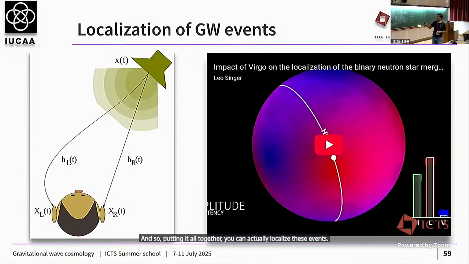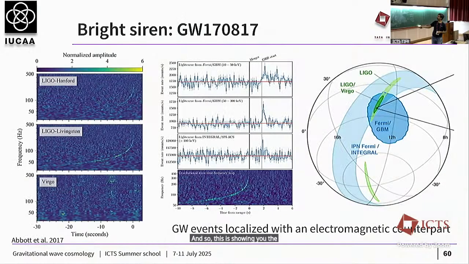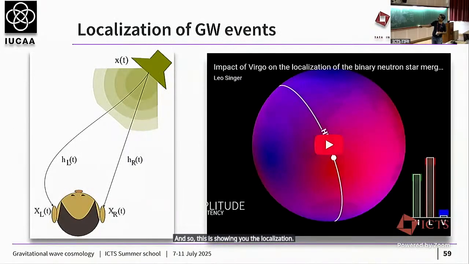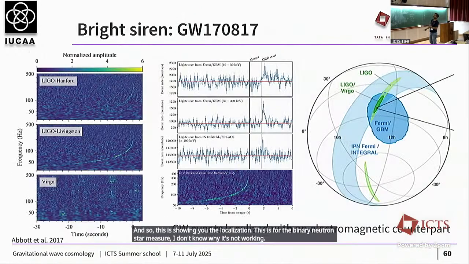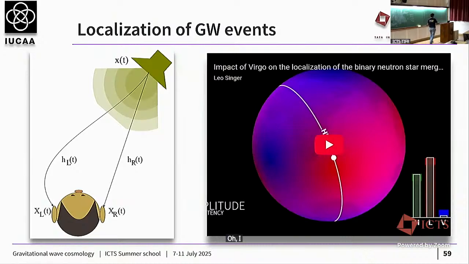So this is showing you the localization. This is for the binary neutron star merger. I don't know why it's not working. I need to play it on the.